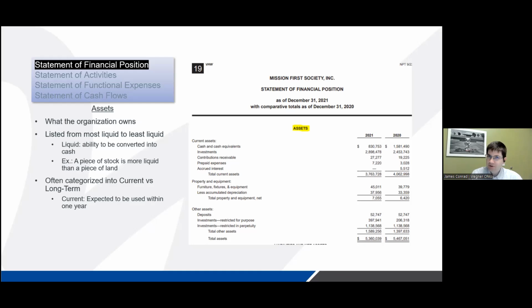And then with additional classifications, not necessarily all financial statements are going to have this, but often you will see a categorization between current and long-term assets. Current assets are expected to be used or utilized within 1 year. But long-term is the opposite of that. It's meant to be over 1 year.